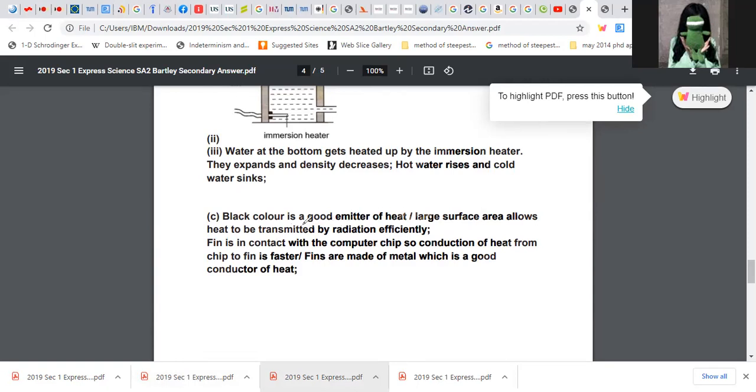But the black color part, is it correct? Black color is correct, but your explanation is a bit wrong. They say emitter, why do you say absorption? Absorption can, but you will focus on emitter, okay? So what if the sink absorbs? Then they cannot emit, how? Then the chip will continue to be hot. So not only must it absorb, it must also be a good emitter.